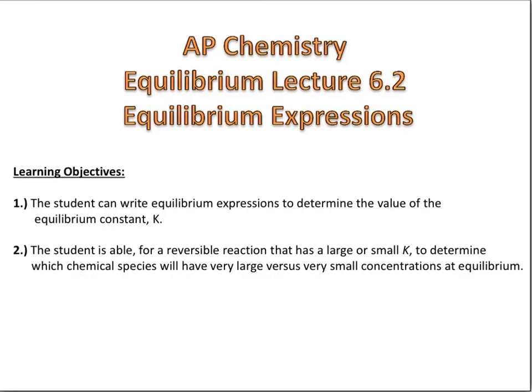This is AP Chemistry, Equilibrium Lecture 6.2. Now we're going to get more in depth into writing our equilibrium expressions. These are the same learning objectives that we had in 6.1. Essentially, all I need you to do is be able to write equilibrium expressions. We're eventually going to use those to describe the value of that equilibrium constant. And going along with 6.1, you need to understand what the equilibrium expression and the equilibrium constant are actually telling us about a particular reaction. All right, so without further ado, here we go.